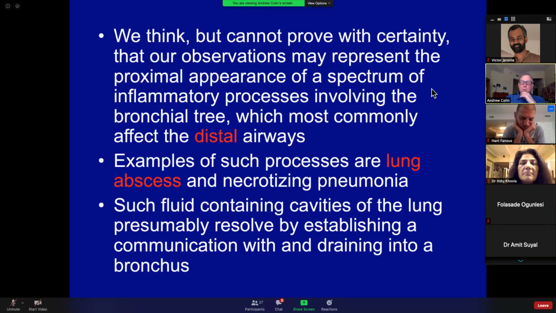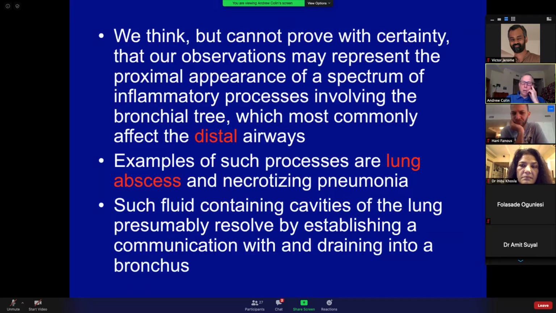a spectrum of inflammatory processes involving the bronchial tree, which most commonly affects distal airways. Examples of such processes are lung abscess and necrotizing pneumonia. Such fluid-containing cavities of the lung presumably resolve by establishing a communication with and draining into a bronchus.